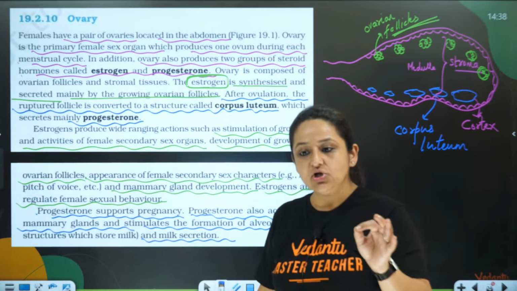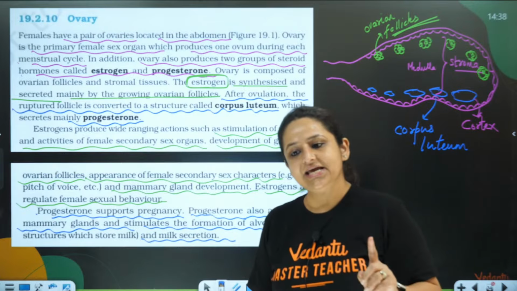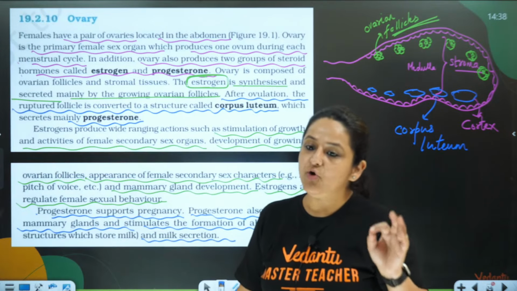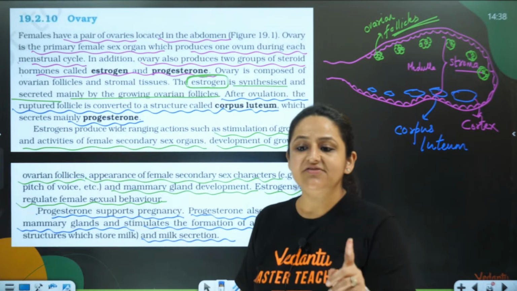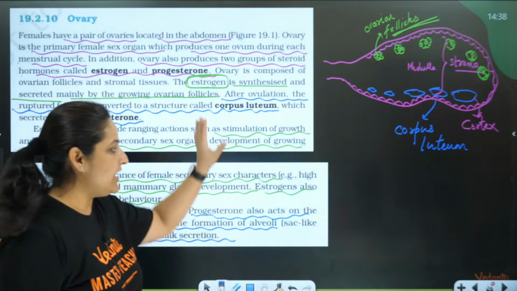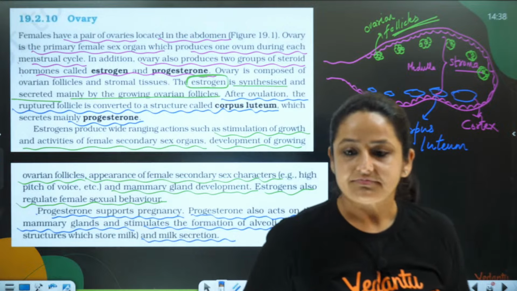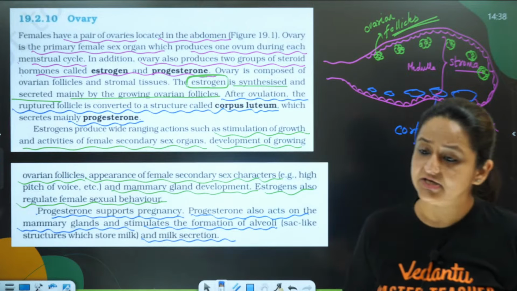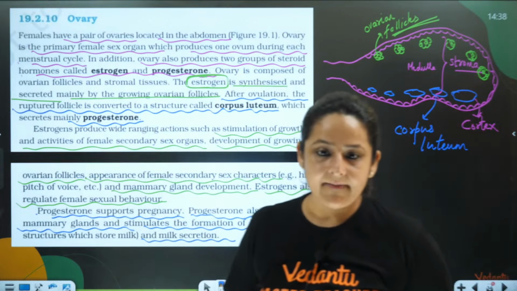So progesterone is also called the pregnancy hormone. I hope this part is clear to everyone. So this is the function of the ovaries as well as the testes. These are the two gonads, ovaries and testes. I hope this functioning is clear to all my children.